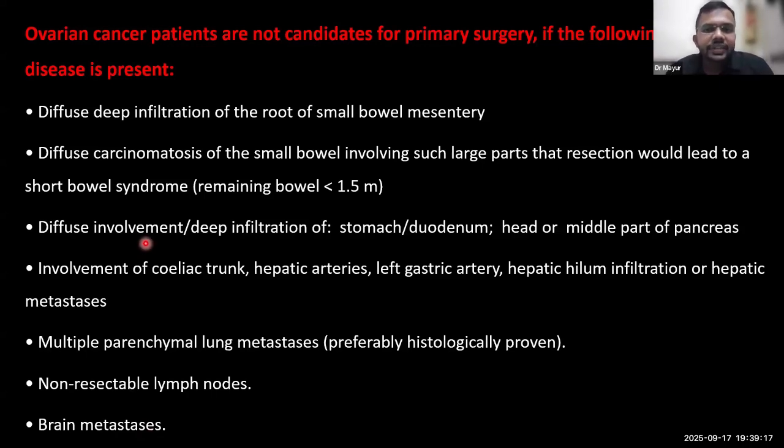Now, ovarian cancer patients who are not candidates for primary surgery include those with involvement of the small bowel mesenteric root, diffuse carcinomatosis of long segments of small bowel whose resection would lead to short bowel syndrome, extensive involvement of stomach, duodenum, and proximal pancreas, involvement of the celiac trunk or other major arteries, multiple lung metastases, preferably biopsy proven, non-resectable lymph nodes, and brain metastasis.